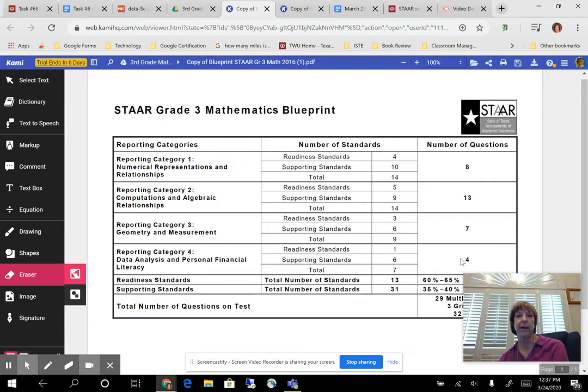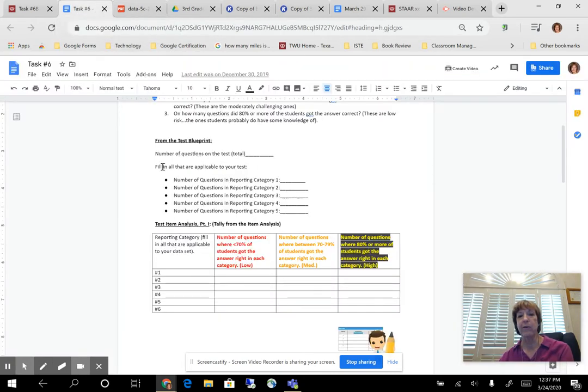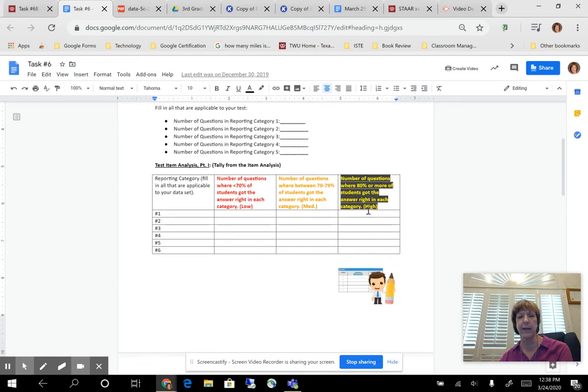So you can tell that it's pretty evenly divided, though a little over half of the test is in reporting category 2, which is computations and algebraic relationships, which for third grade is quite a challenge. So let's go back. That's how you're going to answer the questions here: you're going to look at that blueprint and fill it in with exactly what we just said. But that really doesn't do us any good as teachers unless we can look at the item analysis and get some information that we need in order to create effective lessons. So let's look at the next step.